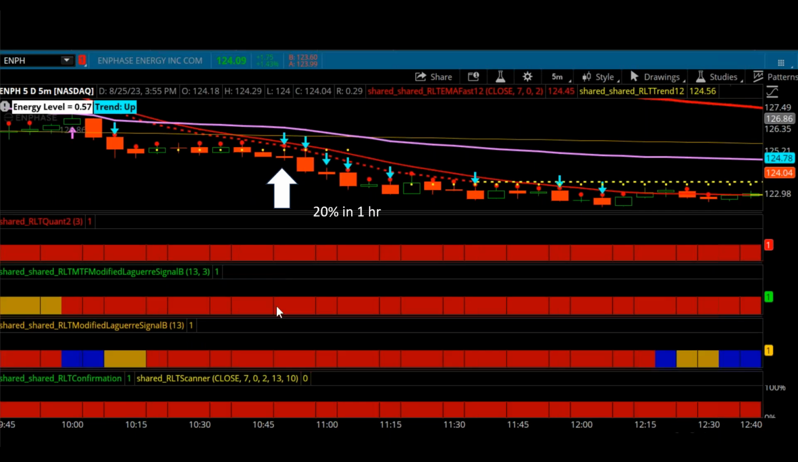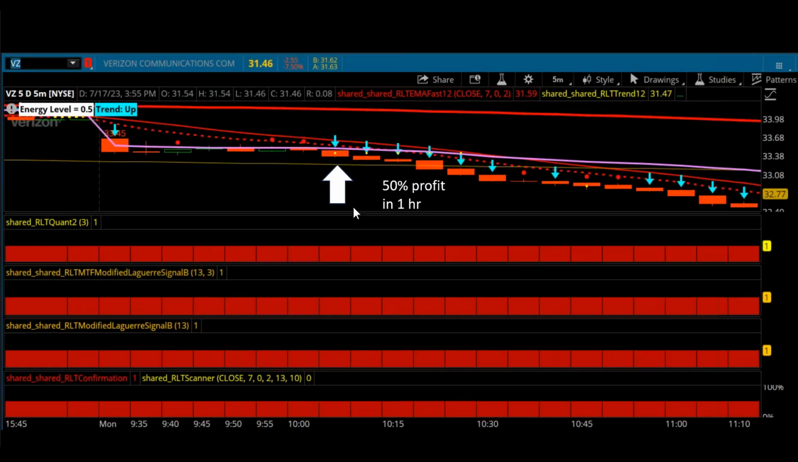ENPH, 20% an hour, same thing. Institutions selling, compression, pop out of the box to the downside. All right, so these are the setups that I look for.